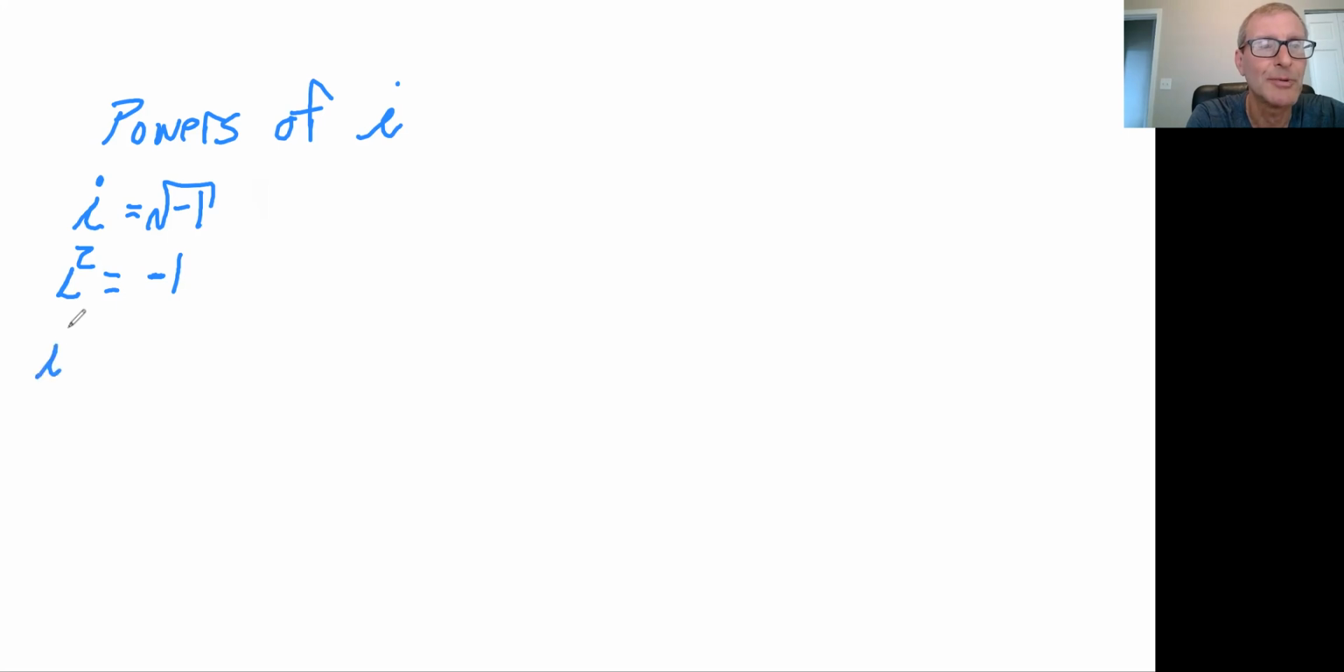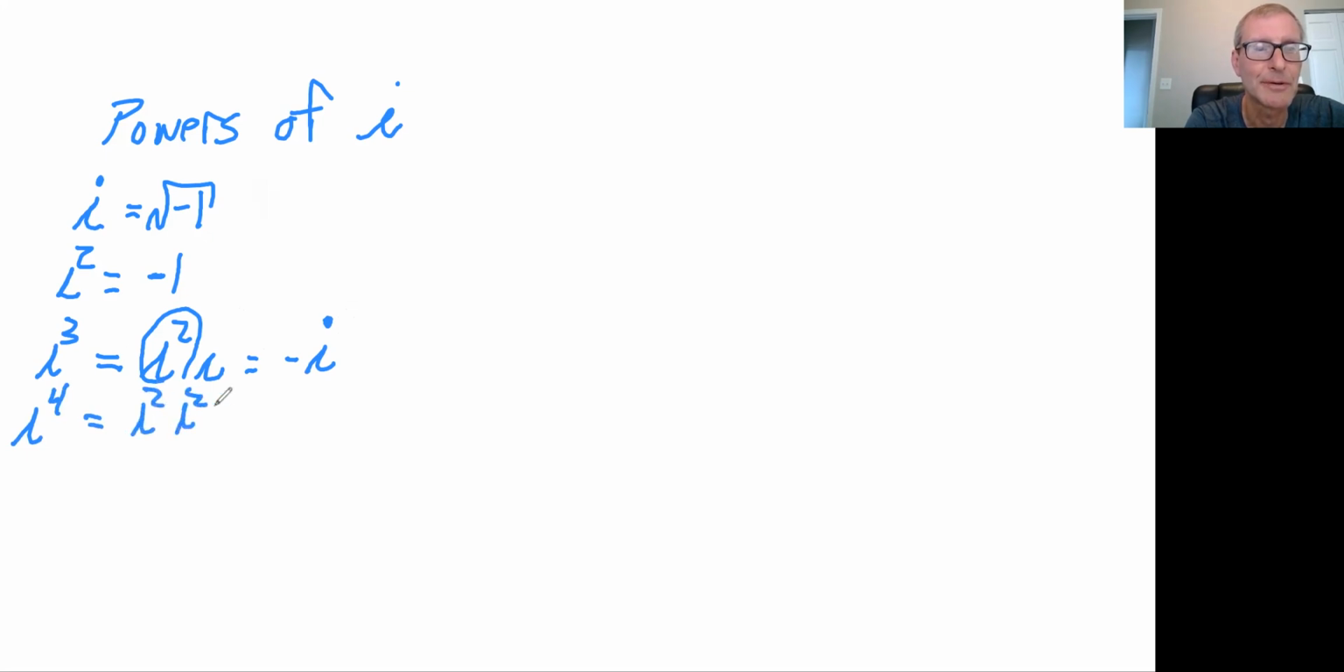What do you think i cubed is? Well, if you think about what i cubed might be, i cubed could be i squared times i, right? And what does i squared equal? Minus 1. So you could rewrite this as minus i. And then the last thing is, what is i to the 4th? Well, i to the 4th could be written as i squared times i squared. And that would be minus 1 times minus 1. And so that would be plus 1.